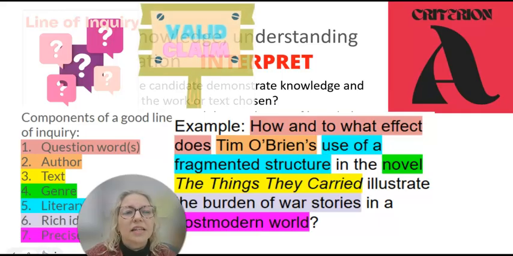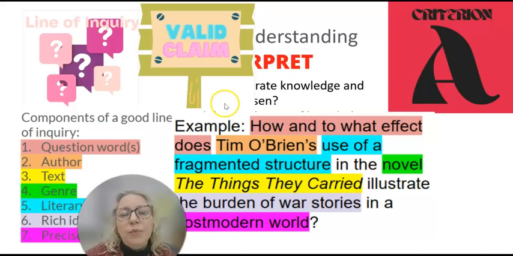The next thing that you want to make sure that you have is a valid claim. So when you ask this question, you're then going to look at your examples, analyze and evaluate them, and look for a pattern. What is similar between these examples? What is different? How do they change over the course of the book? And in the end, what is O'Brien's point, or what is the text's suggested point through the use of these literary aspects?